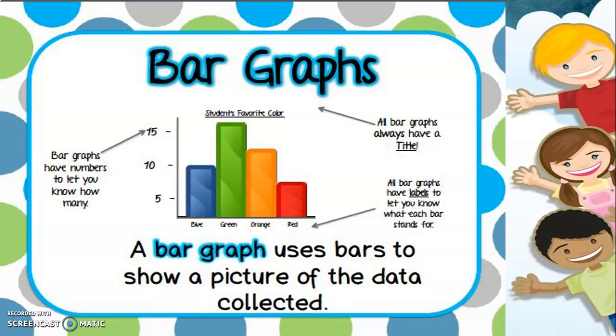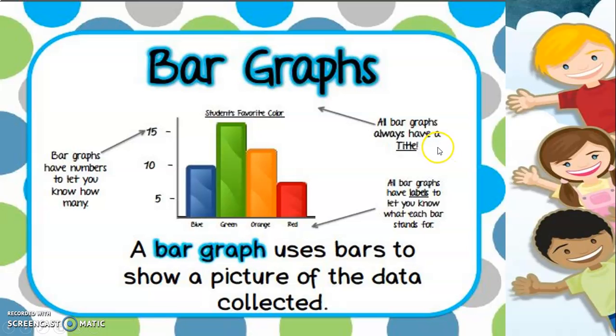So this is an example of a bar graph. First, a bar graph uses bars to show a picture of the data collected. This line is what we call the y-axis, where we can see the numbers of the data. And this line, which we call the x-axis, is where we can see the labels of the data, to let us know what data it is. For example, here are the names of the colors. So these are the labels that we have.